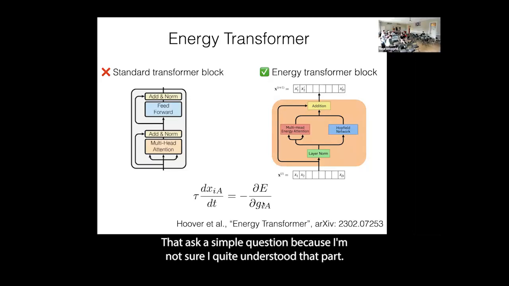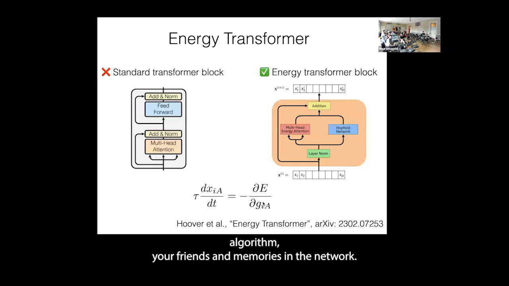I wanted to ask a simple question because I'm not sure I quite understood that part. In the traditional Hopfield network, there is a very straightforward algorithm for how you imprint the memories in the network, right? By just taking outer products. In this new form with the nonlinearities, how did you construct it so that you know in advance which fixed points you will have in the network?